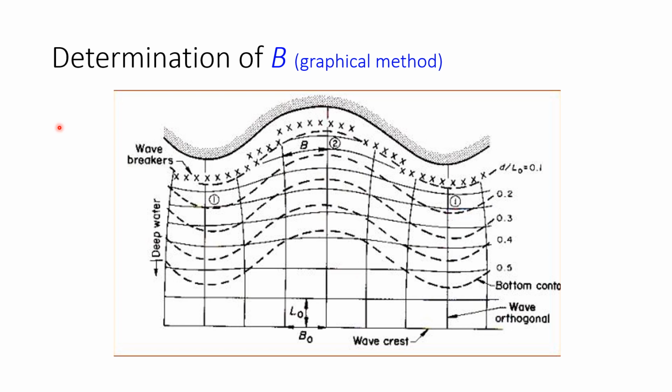Okay, now these are the orthogonals. So now what we're going to do is examine what happened to the orthogonals. If we look at this orthogonal, it is increasingly refracted so that it becomes more and more perpendicular to the shoreline. This orthogonal is also refracted and becomes more and more perpendicular to the shoreline. This one did not get refracted.